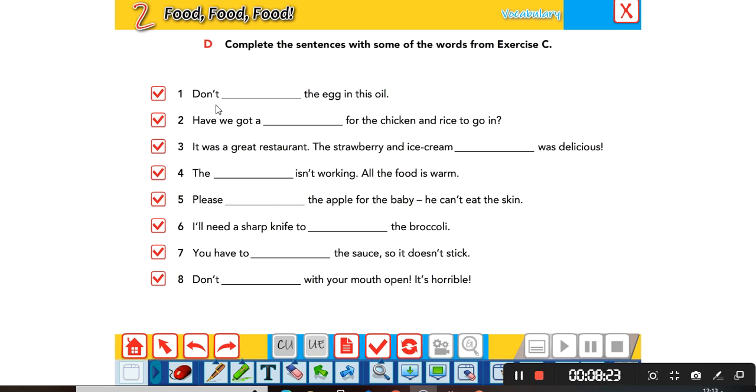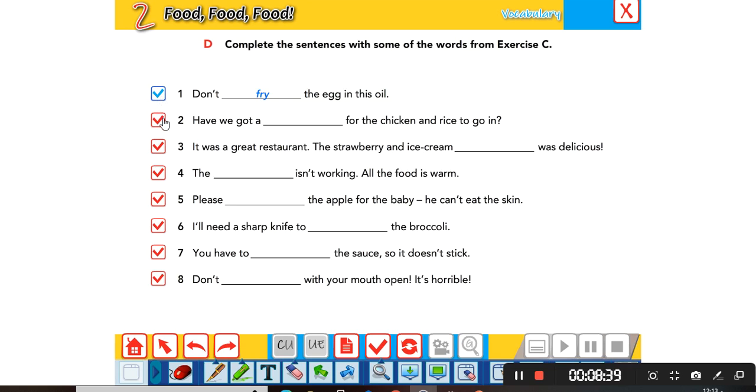Number 1 says, don't space the egg in this oil. What can you do with the eggs in the oil? How can you cook the eggs in the oil? What's the best word that can come here? It's fry. Don't fry, and fry is a verb.